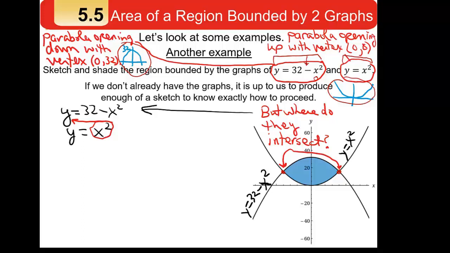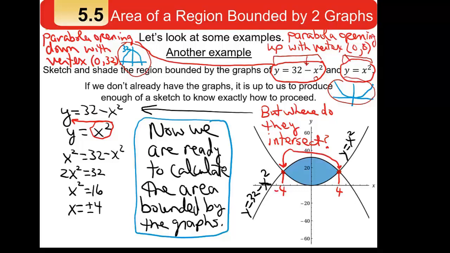So since y is equal to 32 minus x squared and y is equal to x squared, I can just plug x squared from the second equation into y for the first equation and solve. If I take the x squared to the left-hand side, I'll get x squared plus x squared, which is 2x squared equals 32, and then divide by 2. That means x squared is equal to 16, which means x is plus or minus 4, and bingo, I have those points of intersection. So some pretty easy algebra will give you those intersection points.